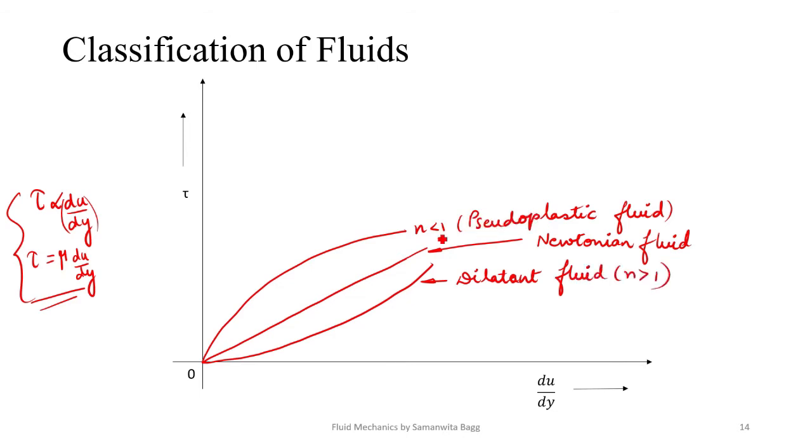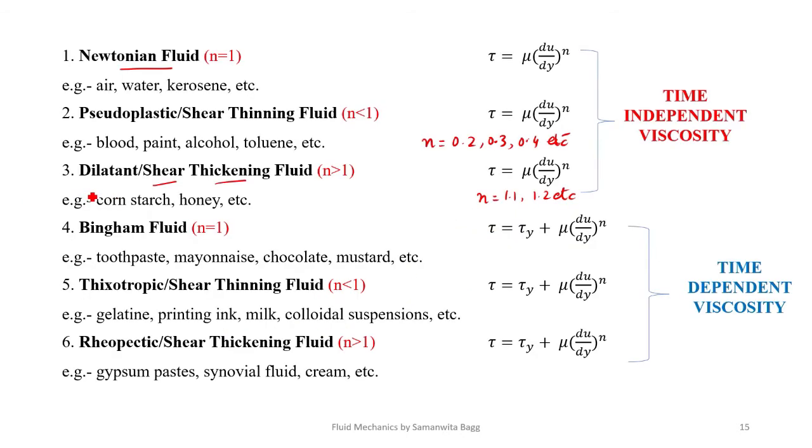N greater than 1. Now the fourth type is called a Bingham fluid. For Bingham fluid, n is equal to 1. Examples of this type of fluid are toothpaste, mayonnaise, chocolate, mustard, and many more.